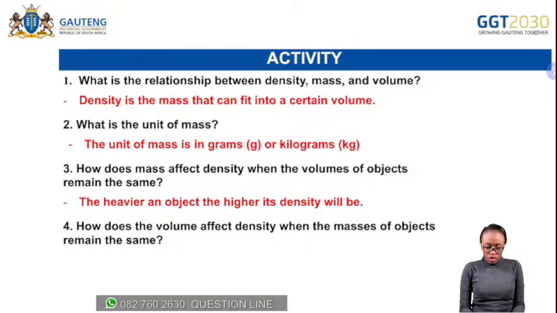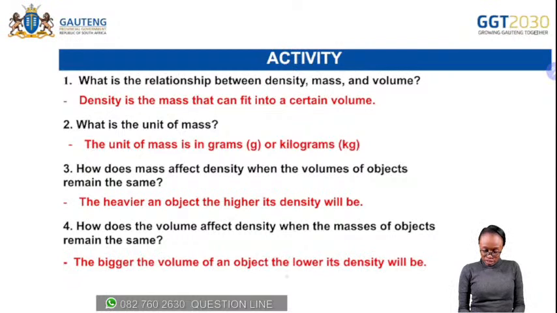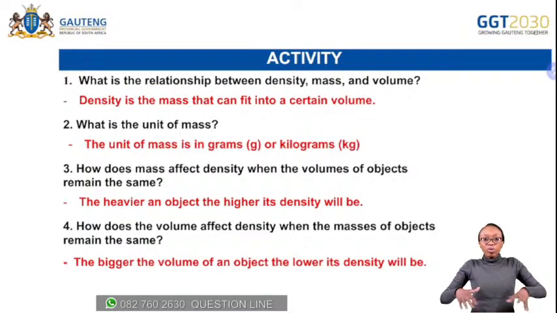So how does the volume affect density when the masses of objects remain the same? The bigger the volume of an object, the lower its density will be. As long as we are increasing space, volume is the space occupied. So if we are increasing the space in between the particles, the density will actually be lower.